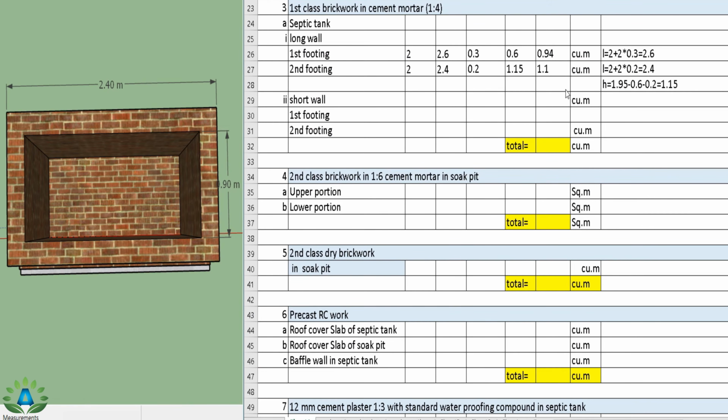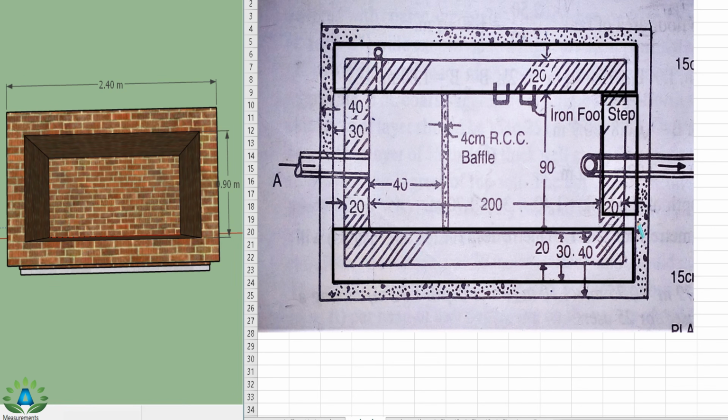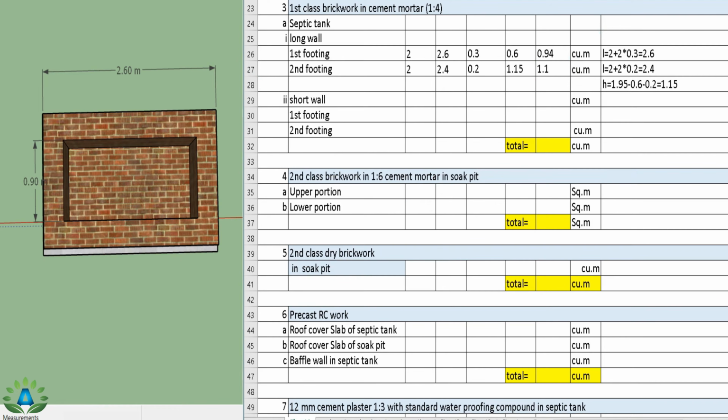So we get the total height of 1.15 and the total quantity is 1.1 cubic meter. Now we are going to find this short wall. Here we have already calculated this long wall from these two portions, and now we can clearly see the short wall is this portion and this portion. So the length of the short wall is 90 centimeter, that is 0.9 meter. So we can write the number of the short wall as 2, having the length of 0.9, and the width is the same, that is 0.3, and the height is the same, that is 0.6.